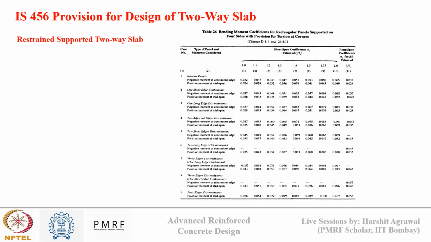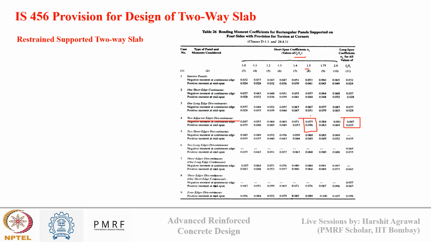And to determine these values of alpha x and alpha y, we have Table 26 in IS 456. Suppose we take an Ly by Lx ratio of, say, 1.5, and we have two adjacent edges discontinuous. So we will lie in this bracket. For such a case, we will have negative moment at the continuous edge.